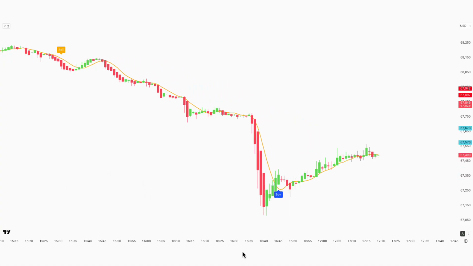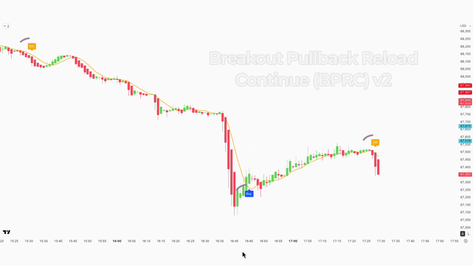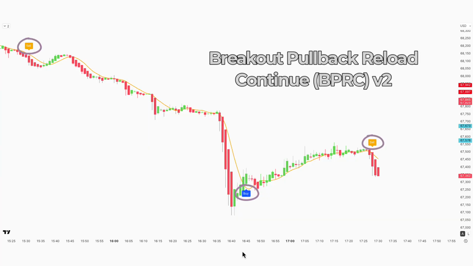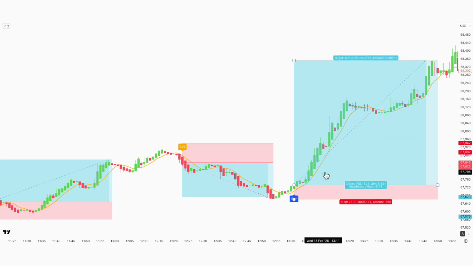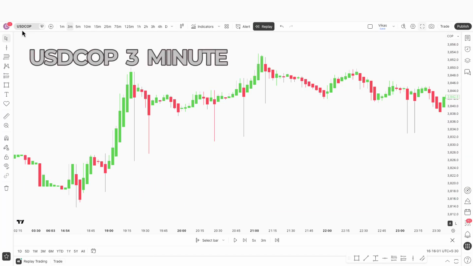First of all, let us know about the trading tools. The buy and sell arrow indicator we see in the chart is called the Breakout Pullback Reload Continue, BPRC, V2 indicator. Now we tell you how we want to trade. Let's start the video. We open the USD COP 3-minute chart.